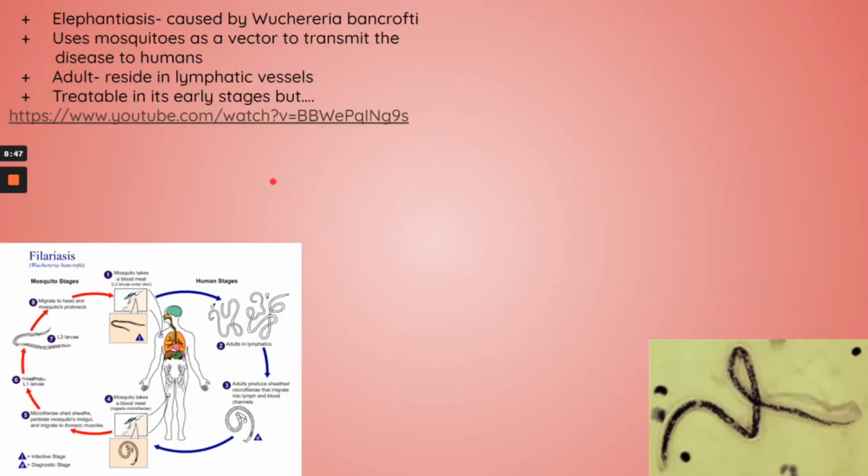So we go to elephantiasis. This parasite also uses a mosquito as a vector to transmit the disease to humans. Because the adult filarial worm resides in the lymphatic vessel, the removal of lymph fluid is impeded, and the limb of the infected person may swell to a monstrous size, resulting in elephantiasis. So let's watch this video.